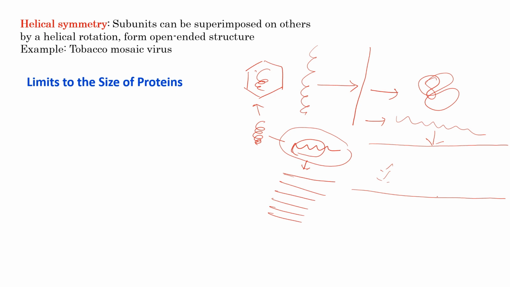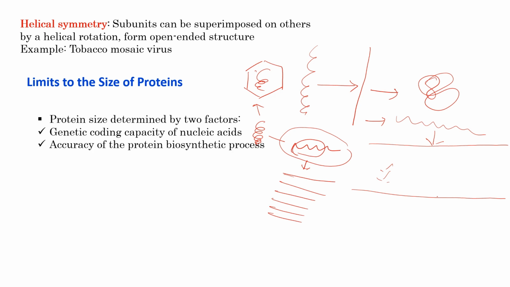If they have multiple identical subunits, that means a small set of nucleic acid is only responsible for producing that polypeptide. So it is very easy to make multiple copies of that subunit to make a protein rather than to make a single large polypeptide chain of protein. Correct? So this is one reason that limits the size of a protein, that is, the genetic coding capacity of nucleic acid.